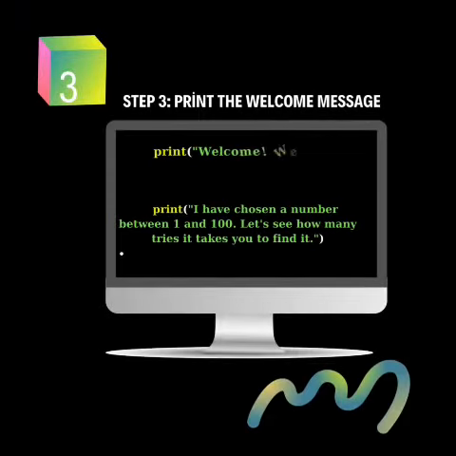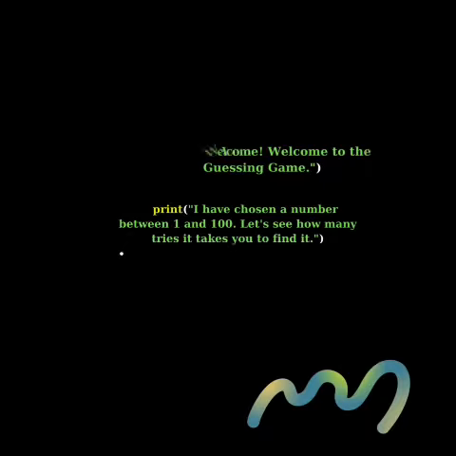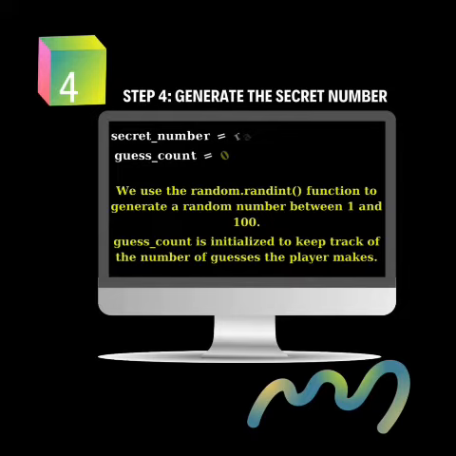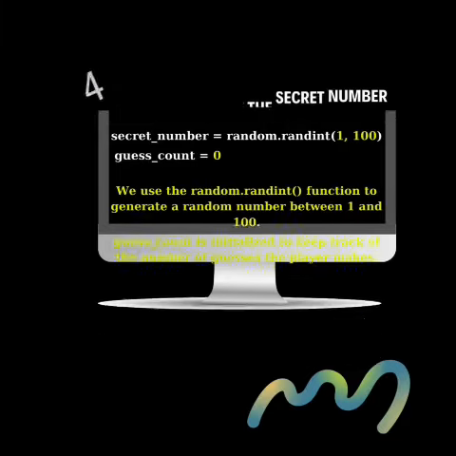Step 3. Print the welcome message. We print a welcome message to greet the player and explain the rules of the game. Step 4. Generate the secret number. We use the random.randint function to generate a random number between 1 and 100.